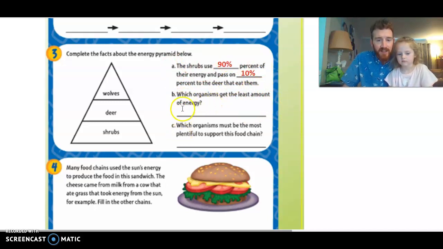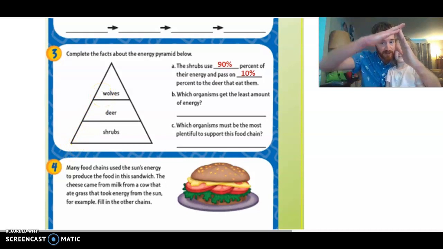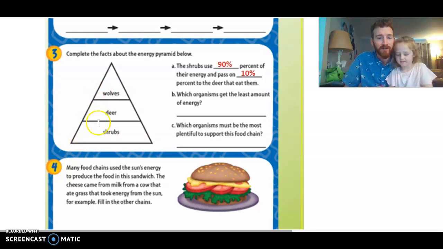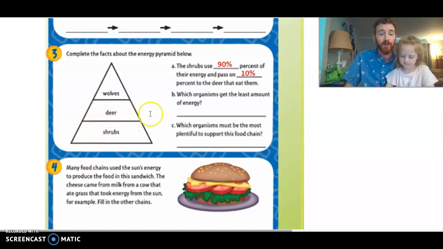The next part's B and C. Which organisms get the least amount of energy? Keep in mind, as we go up, it gets smaller and narrower. That's where there's the least amount of energy. Then we can have more energy the further down we go. The wider base is where there's more energy available, or in this case, when they say most plentiful, there's got to be lots of plants, right? Just like we talked about the squirrels and the hawk and the acorns. There's got to be lots of those acorns to support all those squirrels. So the bigger that section of the base of the pyramid is, that's where there's going to be more energy or more of those organisms available.